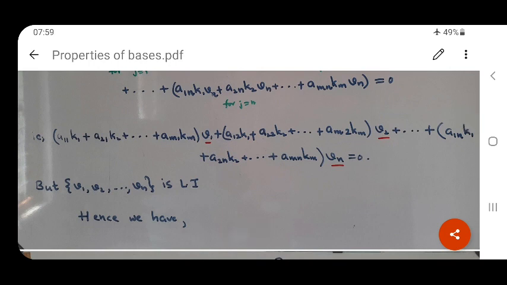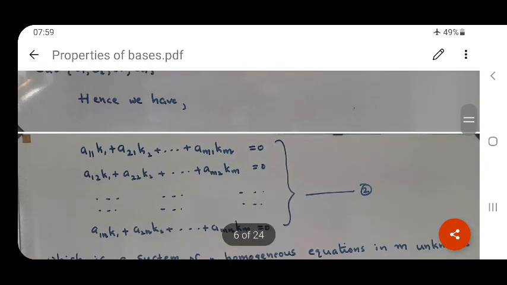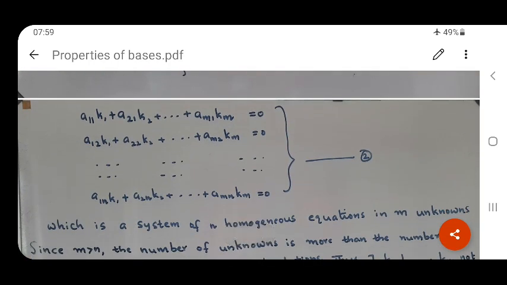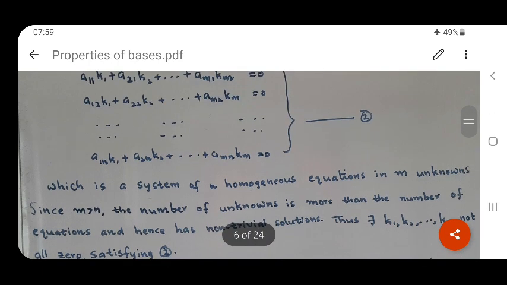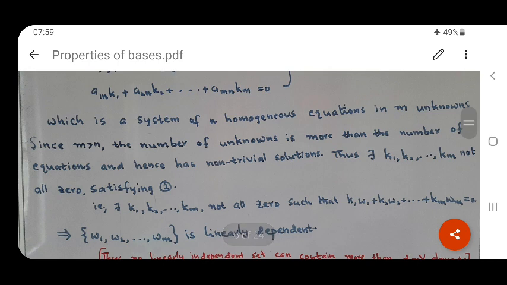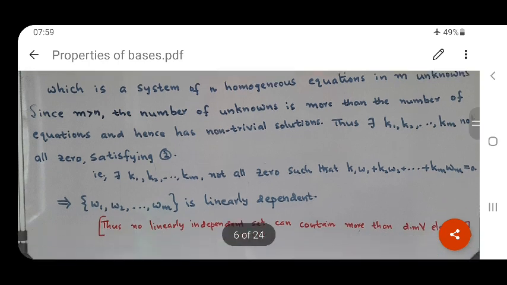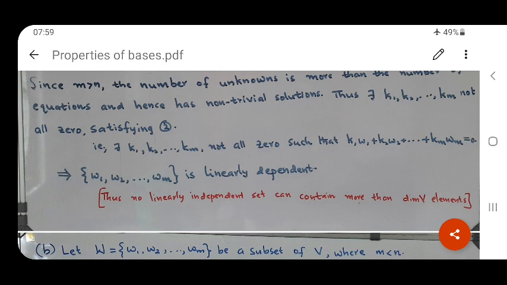Hence we have a system of homogeneous equations. Note that we have a system of n equations in m unknowns, and the number of unknowns is more than the number of equations. Therefore it has non-trivial solutions. So the unknowns are k1, k2, etc. km. Therefore there exists some ki different from 0 satisfying this set of equations, which means there exist scalars k1, k2, etc. km, not all 0, such that sigma ki wi equal to 0. Therefore the set w1, etc. wm is linearly dependent.